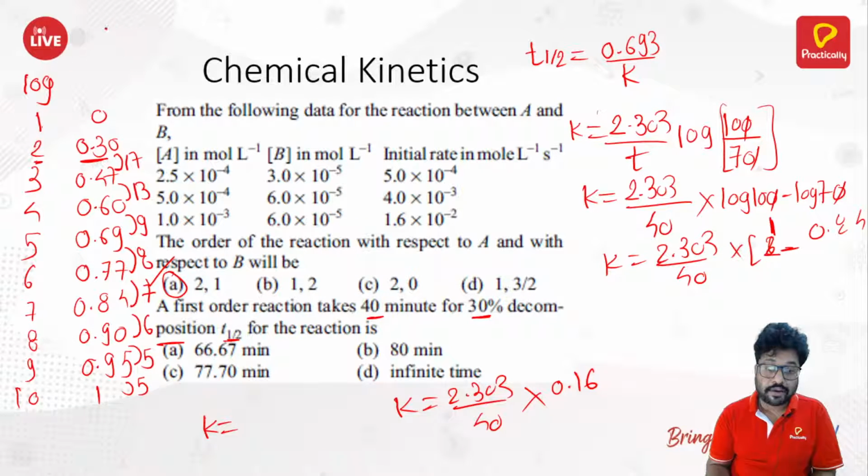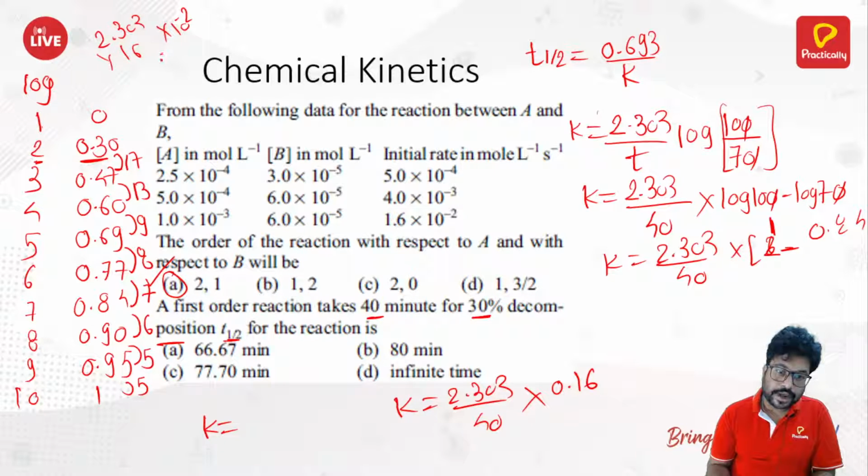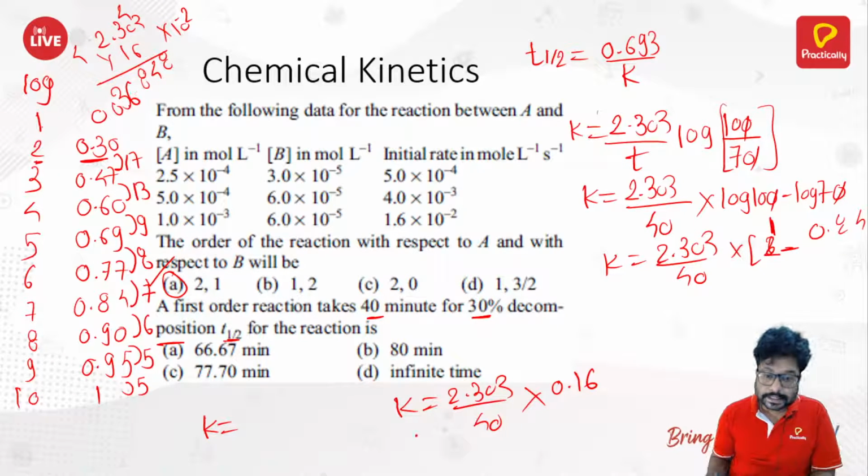Okay, we are yet to calculate this. 2.303 into 16 into 10 raised to minus 2. That becomes 16 3s are 48, 8, 4. 16 into 0, 0. We get a 4. 16 3s are 48, 8, 4. 16 2s are 32 plus 4, 36. So 0.36848.